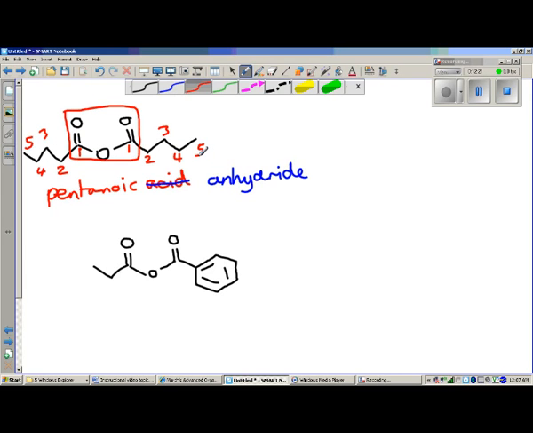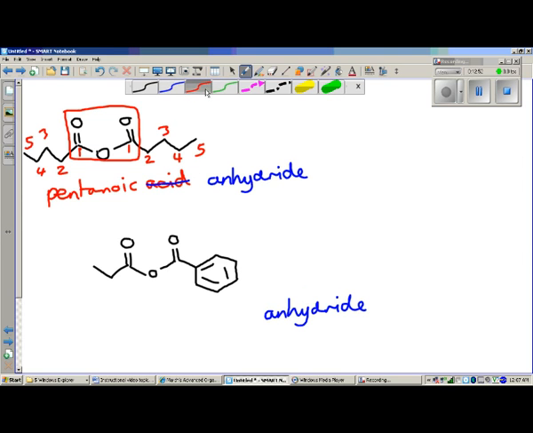Alright? That's for symmetrical anhydrides. Unsymmetrical, the suffix is exactly the same. It's still anhydride, so let's put that right here. Now, what do you think we would do then for an unsymmetrical anhydride? How do we name things? Well, it's exactly the same way it's been named before. You just name them alphabetically. Okay. All you need is the corresponding names of the acids that you started from.